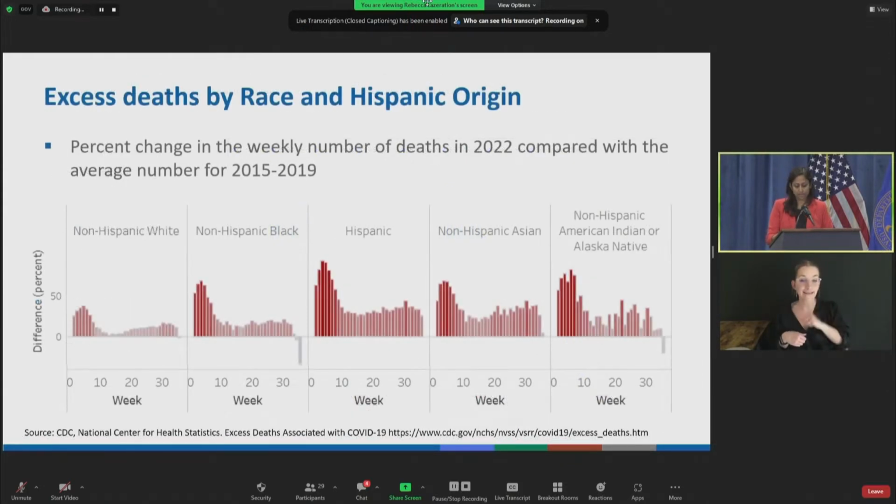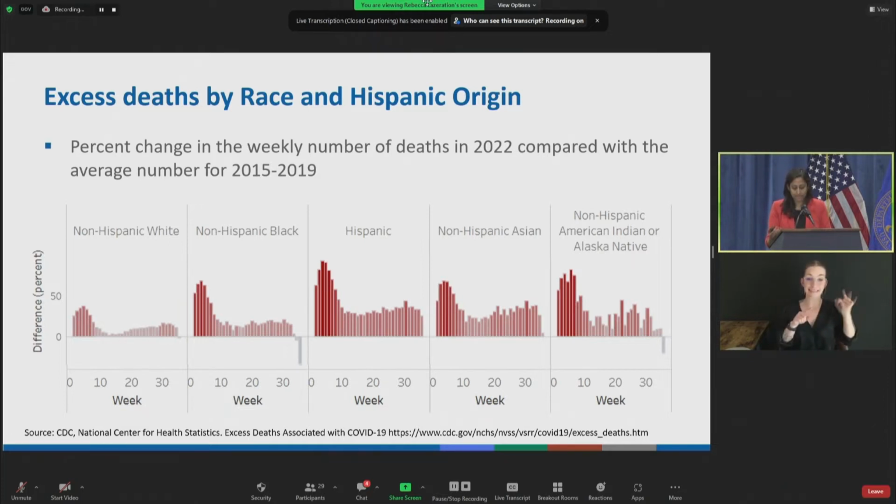And then one last graphic that I want to show you on this last slide is looking at excess deaths by race and Hispanic origin. So whereas the previous slide looked at COVID-19 deaths, this is looking broader at overall deaths. And what this shows is the percent change in weekly number of deaths in 2022 compared with the average number for prior years, so 2015 to 2019.